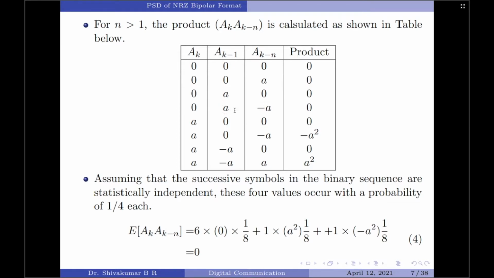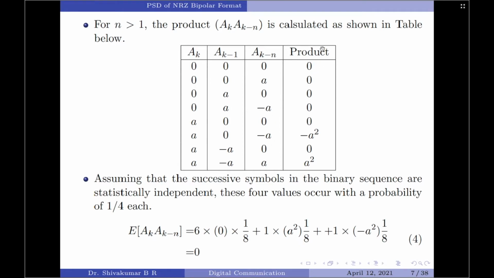So the first time the 1 appears, it has to be put as plus A. The second time it appears in the same combination, it has to be put as minus A. In a very similar fashion, you have to fill up the remainder of the table. The last combination is 1 1 1. So the first one is plus A, second one is minus A, the third one is again plus A, and this is how you construct the table.